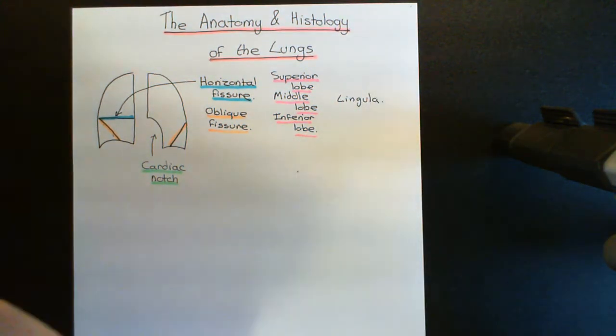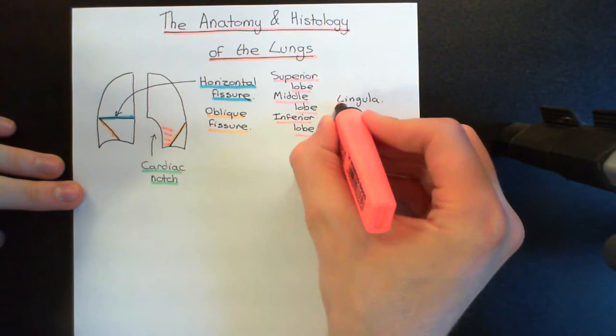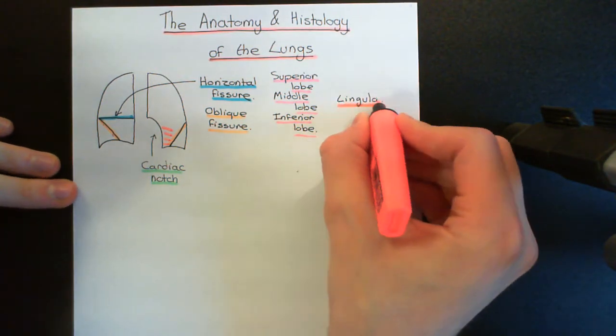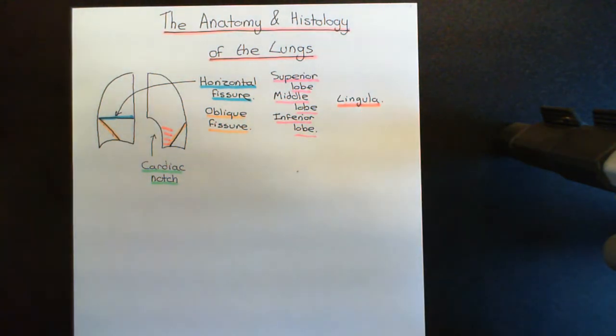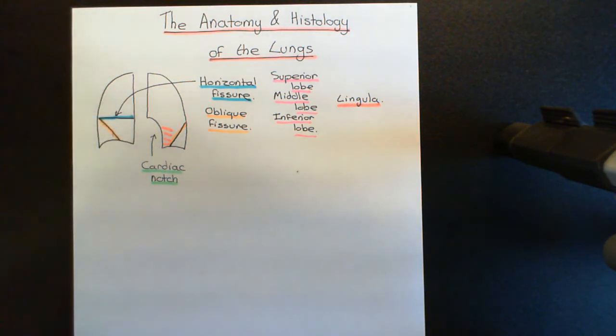Okay, and the lingula is, and I won't do it in green because we've used that for the cardiac notch, I'll do it in red. The lingula is this little bit down here, so near where the heart would be. So the lingula is functionally equivalent to the middle lobe. So it's part of the superior lobe, but we can think of it as being functionally equivalent to the middle lobe. And what do I mean by functionally equivalent to the middle lobe?